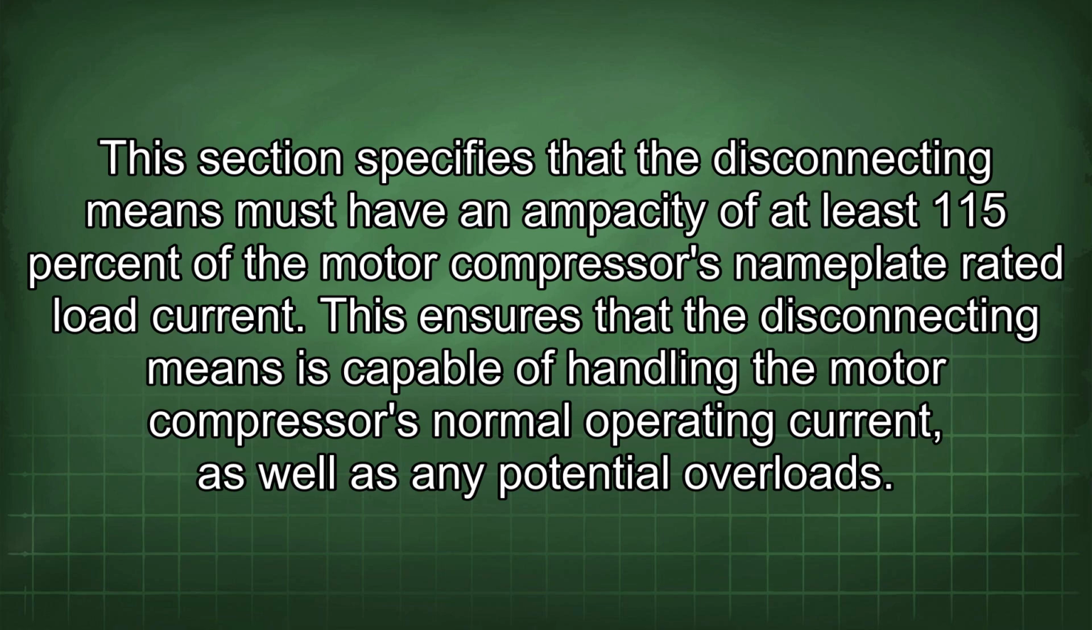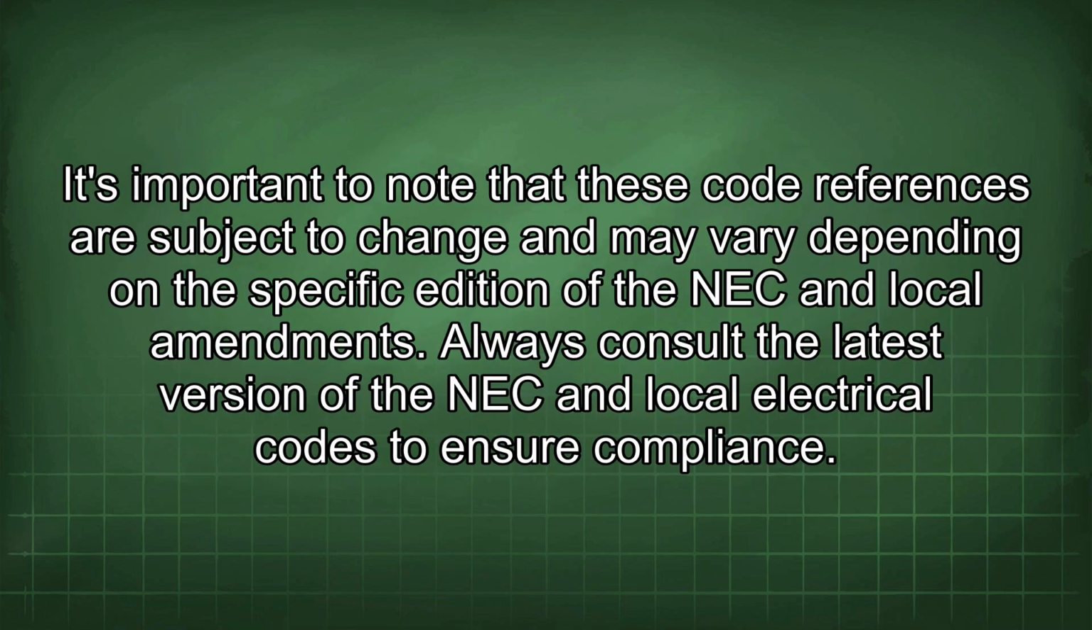Article 440.11 provides additional details on the rating and type of disconnecting means required for motor compressors. This section specifies that the disconnecting means must have an ampacity of at least 115% of the motor compressor's nameplate rated load current. This ensures that the disconnecting means is capable of handling the motor compressor's normal operating current, as well as any potential overloads. It's important to note that these code references are subject to change and may vary depending on the specific edition of the NEC and local amendment. Always consult the latest version of the NEC and local electrical codes to ensure compliance.